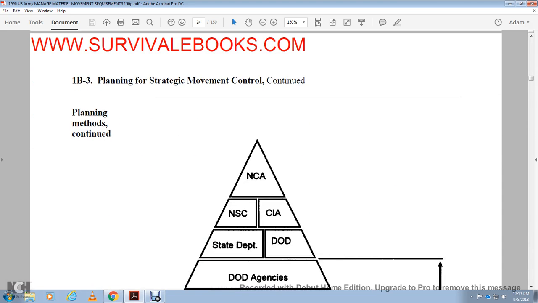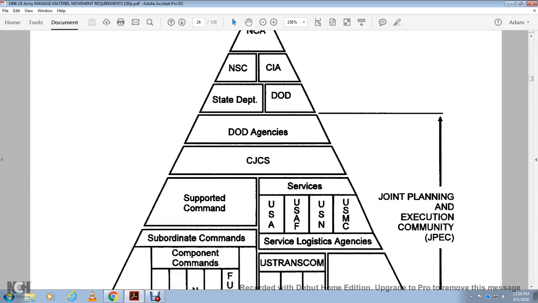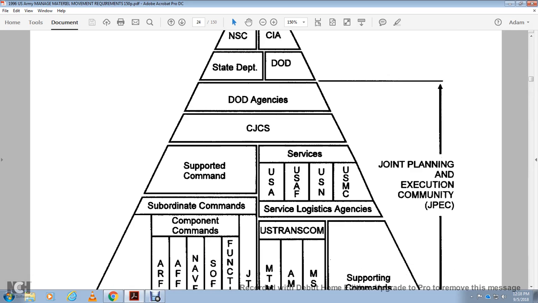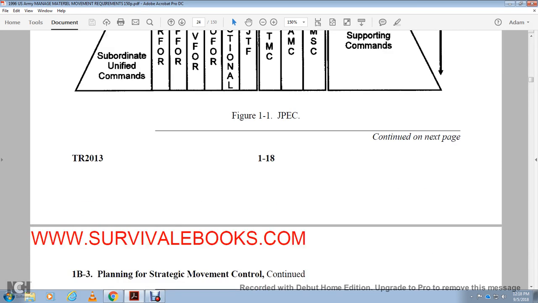Our planning methods continue. NCA at the top, NSC and CIA underneath that, State Department and DOD under the NSC and CIA, and then DOD agents. Chairman, Joint Chiefs of Staff, supported commands, services: U.S. Army, U.S. Air Force, USN, USMC, service logistics, subordinate commands, combatant subordinate unified commands, ARFOR, AFFOR, NAVFOR, SOFFOR, functional JTF units, service level logistics agents such as USTRANSCOM, TMC, AMC, MSC, supporting commands, Joint Planning and Execution Committee.